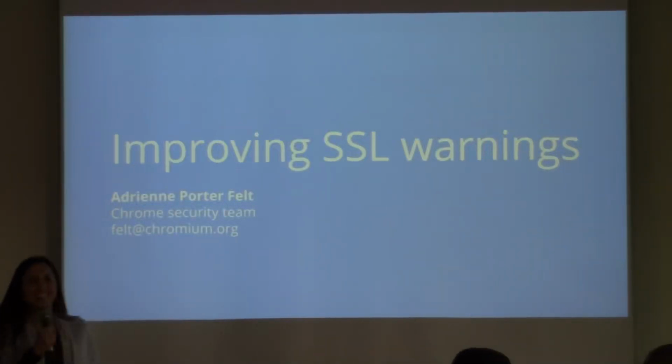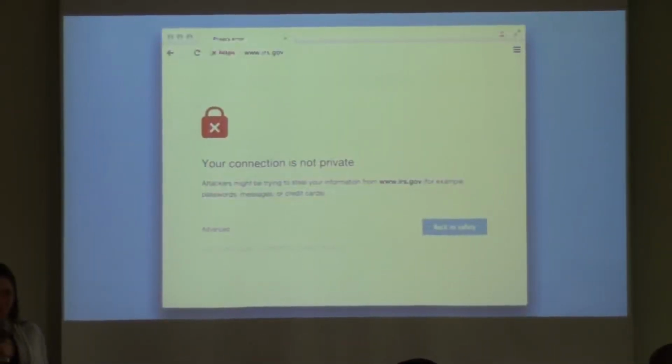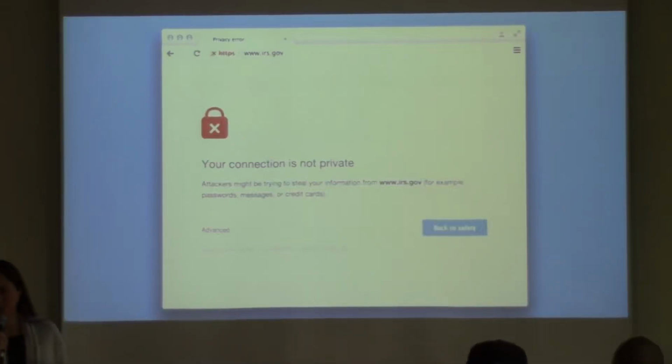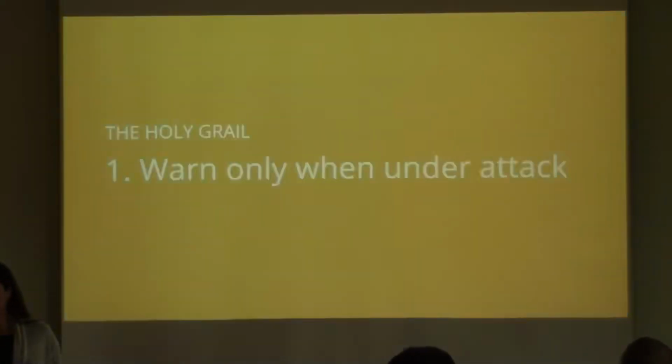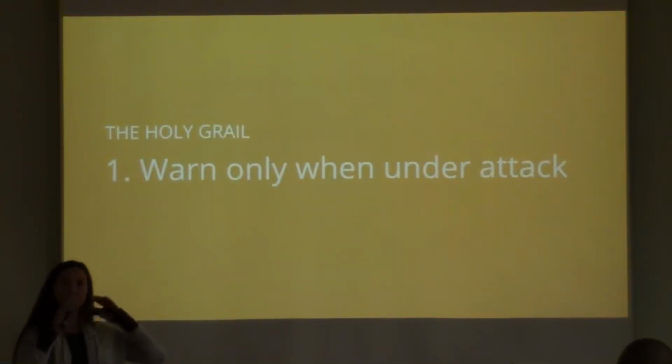You can fix this. So today I'm going to be talking about these warnings, which you've probably seen. They're what the browser shows when something goes wrong validating an SSL certificate. Imagine we're really optimistic, and we're going to build the perfect security warning. It's going to tell users what's going on when they encounter this type of error in their browser.